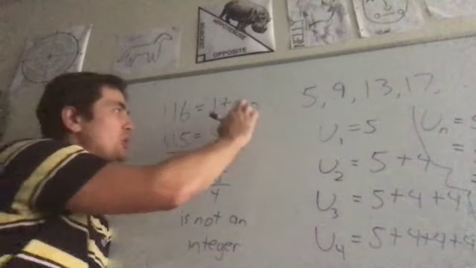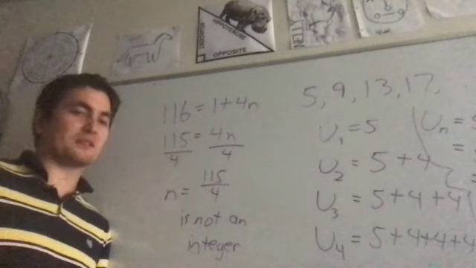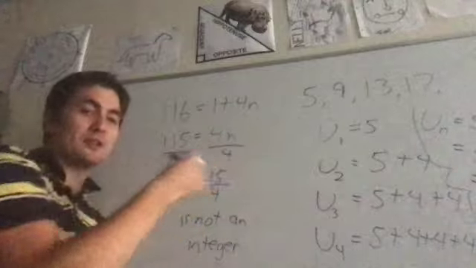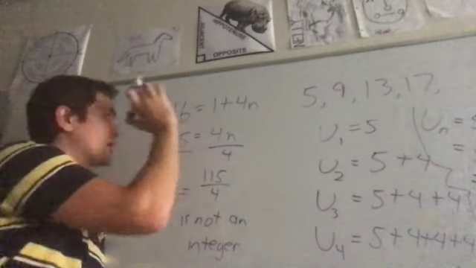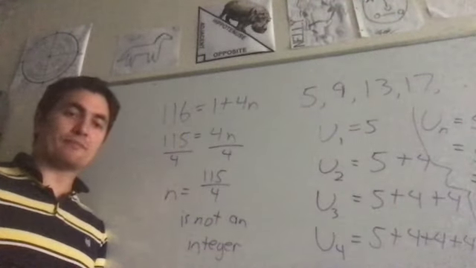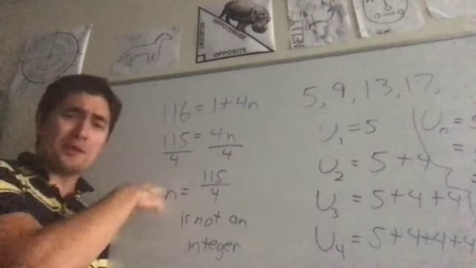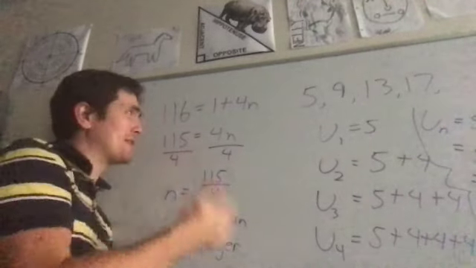Therefore, there is no number, 1, 2, 3, 4, 5, 6, 7, that you could plug into this equation that'll make it equal to 116. It's impossible.